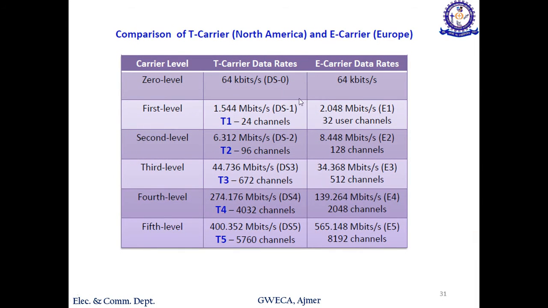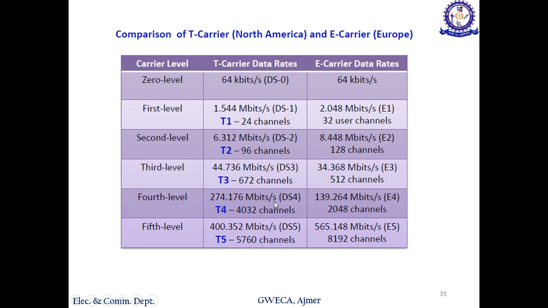This is the comparison of the T carrier in North America and the E carrier, mainly used in Europe. At the zero level, it is 64 kilobits per second, and both rates are the same. At the first level, T1 has 24 channels in each carrier and E1 has 32 channels. The capacity is 1.544 megabits per second and 2.048 megabits per second respectively. At the second level, 6.312 megabits per second and 8.448 megabits per second, and so on.